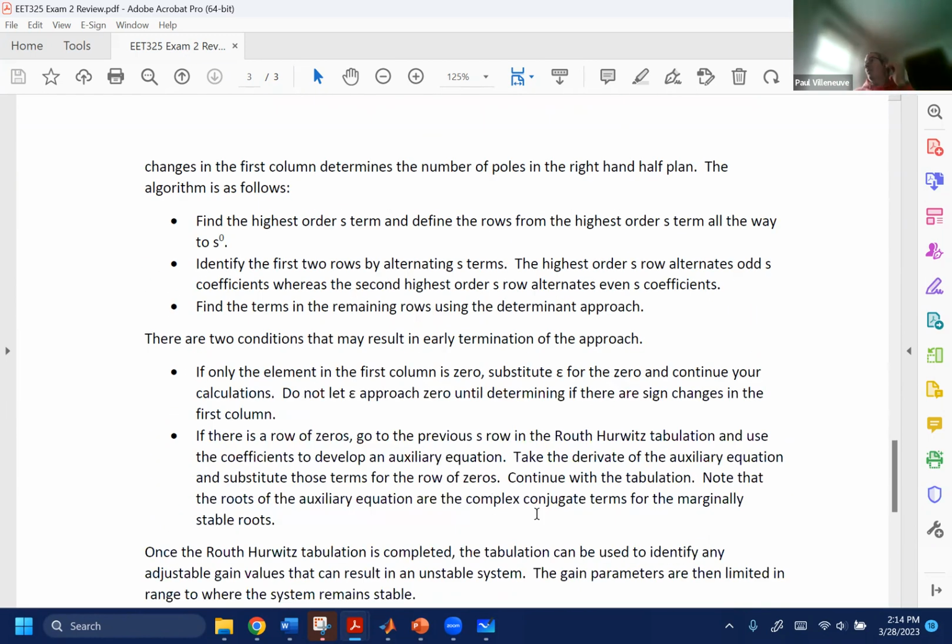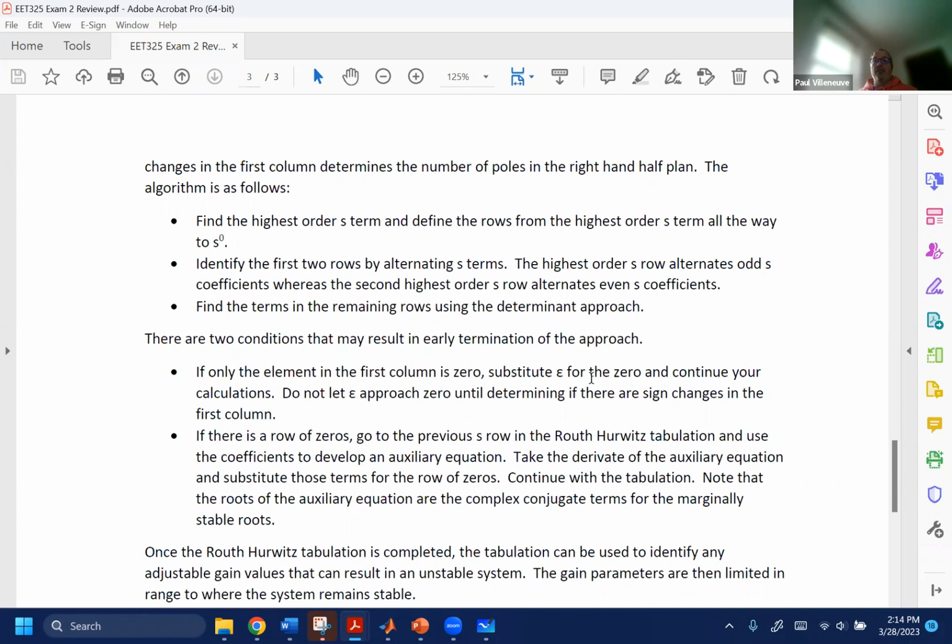Then we talked about two conditions where our array terminates prematurely, meaning we don't get down to the S to the 0. If we have a 0 at our first coefficient in our first column, then we go ahead and substitute a value for epsilon, which is a number that approaches 0, but it's not necessarily a 0.